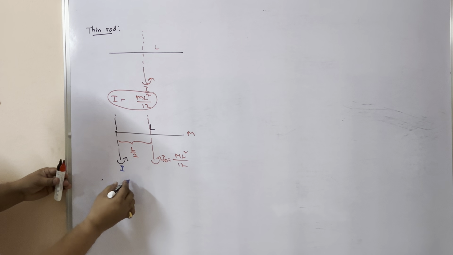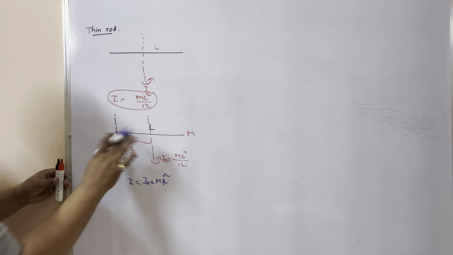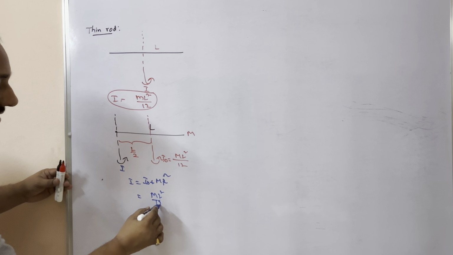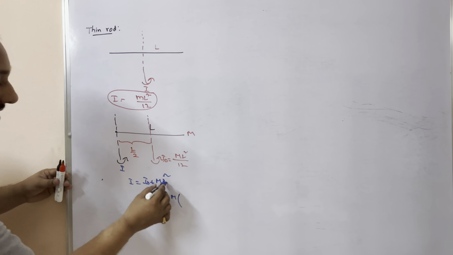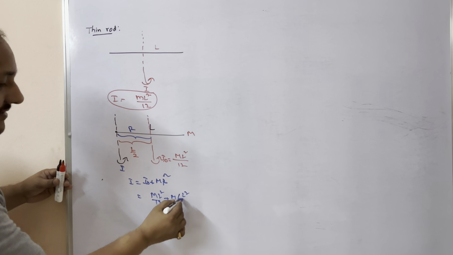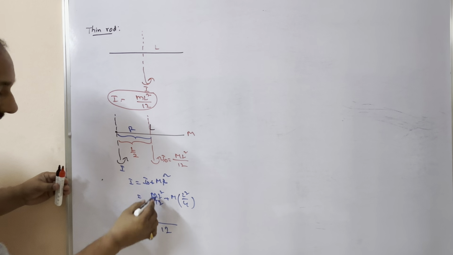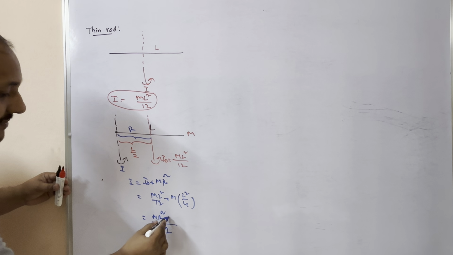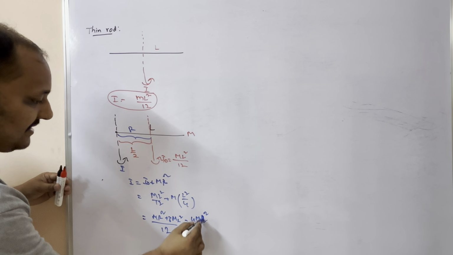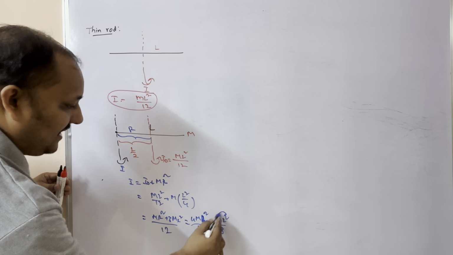So, I we want. I is equal to I naught plus M R square. These two axes are parallel. What is I naught now? M L square by 12 plus M, and what is capital R? R is going to be the distance between these two axes, L square by 4. So take LCM, 12. So M L square plus 3 M L square, so 4 M L square divided by 12. That is nothing but M L square by 3.